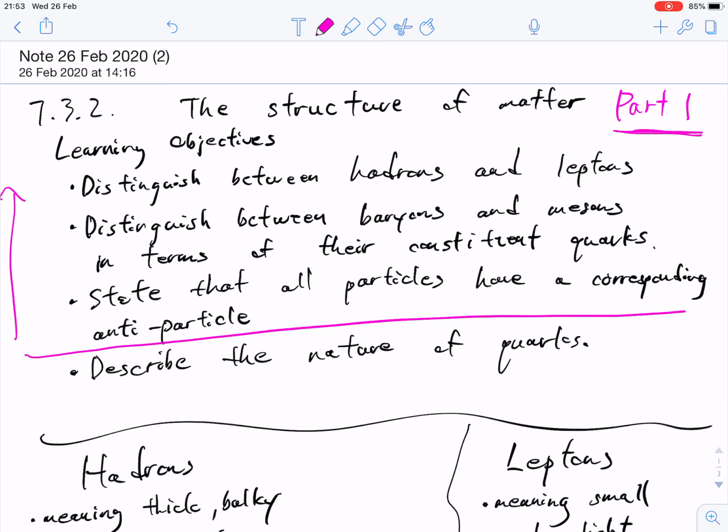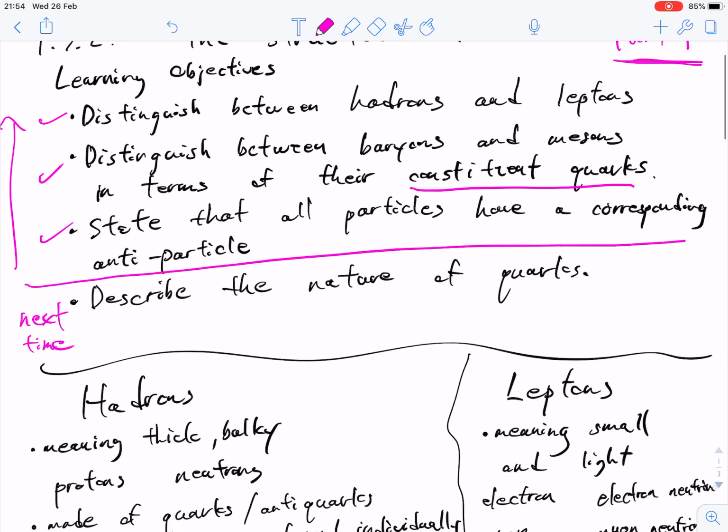We're going to look at three different learning objectives, and we will be looking at the nature of quarks next time. We're going to distinguish between hadrons and leptons, distinguish between baryons and mesons and what makes them up. They are made up of quarks, and we'll study that a little more later. And lastly, state that all particles have a corresponding antiparticle.